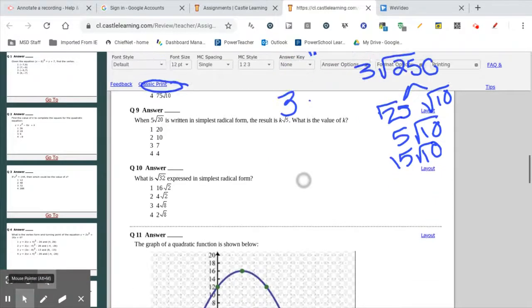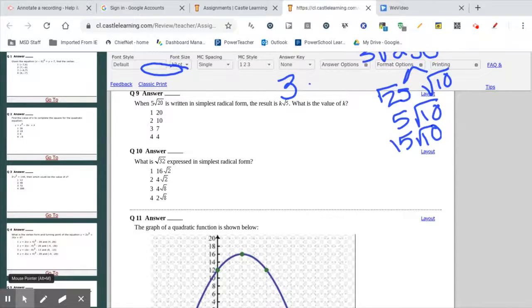I'm hoping that you guys are following along okay. I know that it's a little bit weird on the screen and it's kind of sloppy, but I think that you can read it.